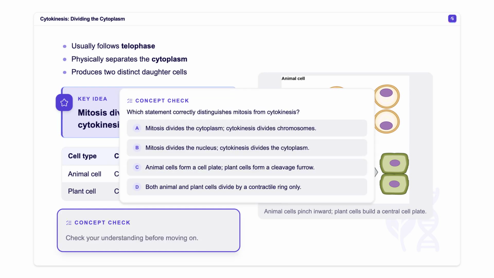Now check your understanding. Which statement correctly distinguishes mitosis from cytokinesis? Choose the option that separates nuclear division from cytoplasmic division.